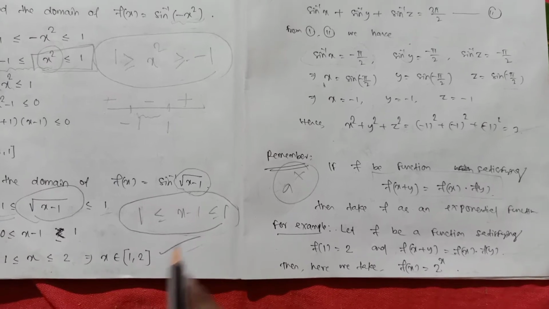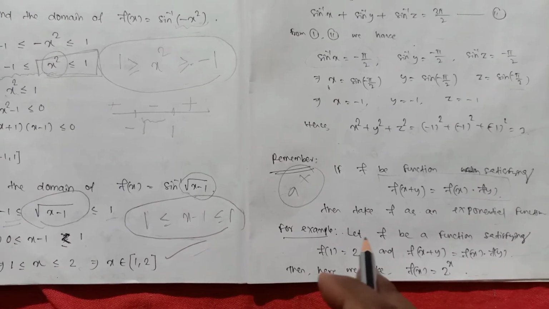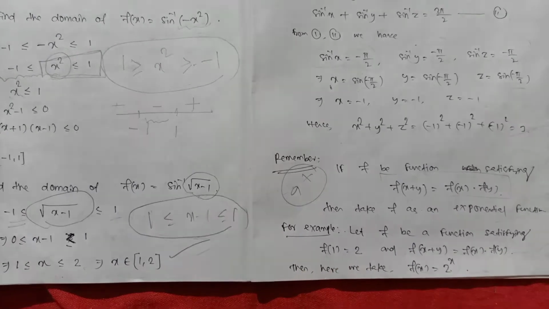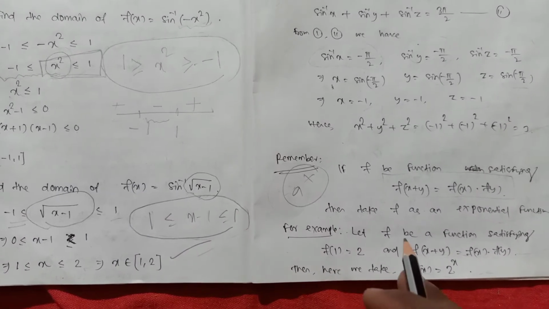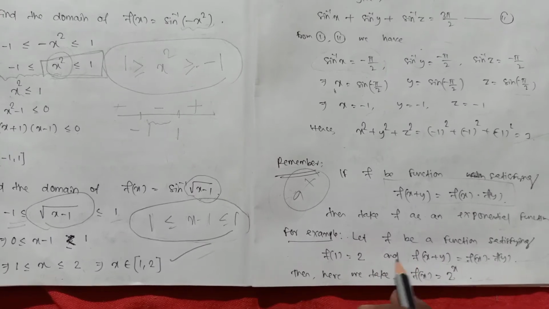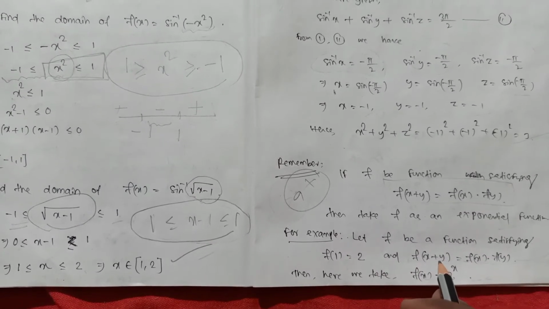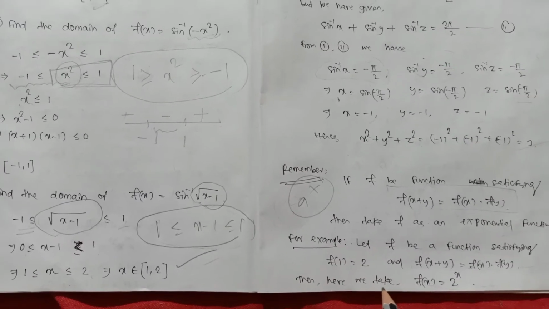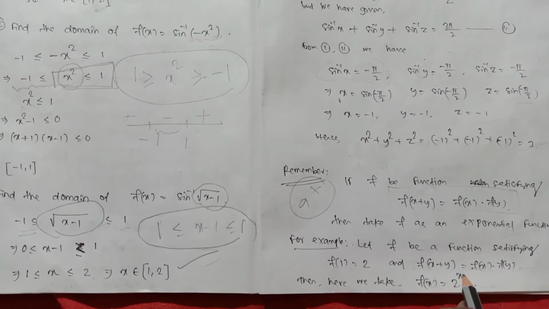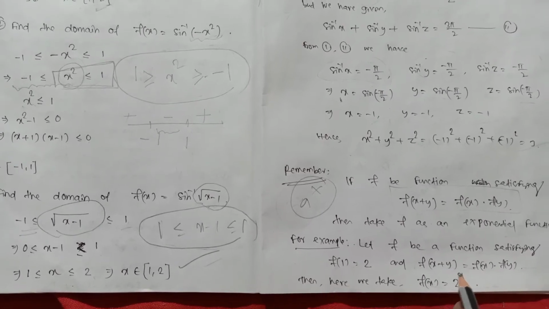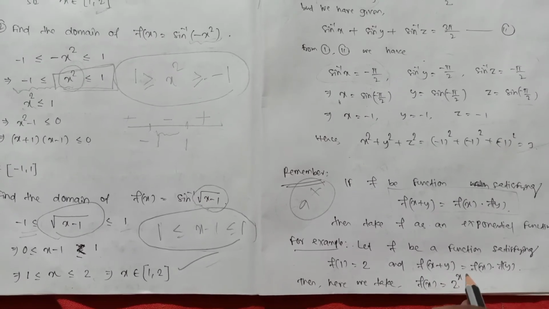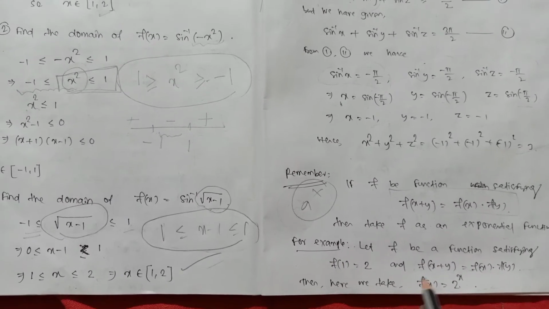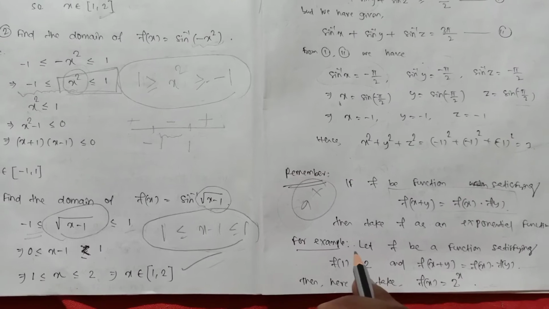So here is one example. Given a function satisfying the condition f of 1 is equal to 2, and satisfying the condition f of x plus y is equal to f of x multiplied by f of y. What do we take here? You take f of x is equal to 2 to the power x. You just verify that f of x equal to 2 to the power x satisfies this condition as well as the other. f of 1 becomes 2 to the power 1, which is equal to 2.